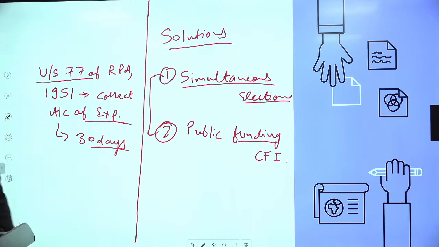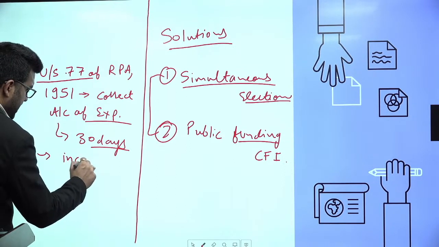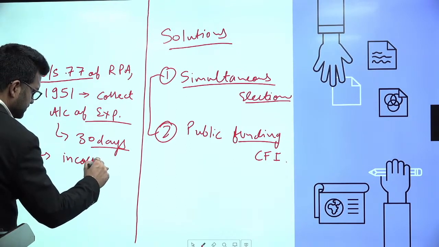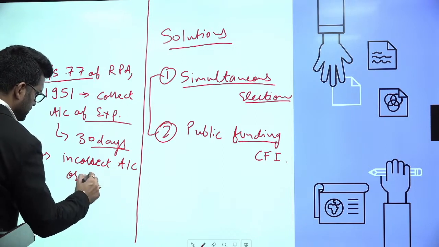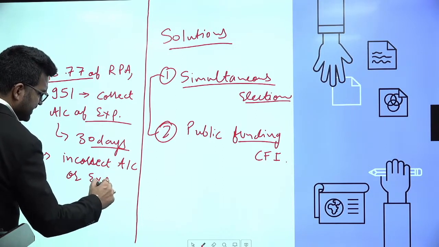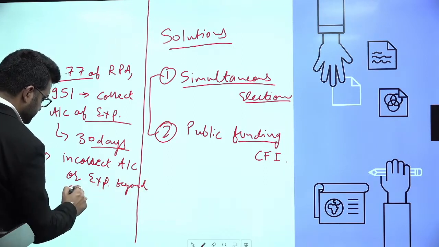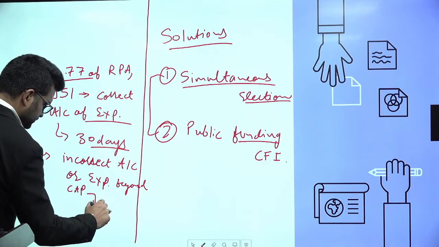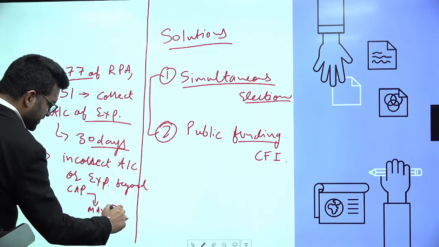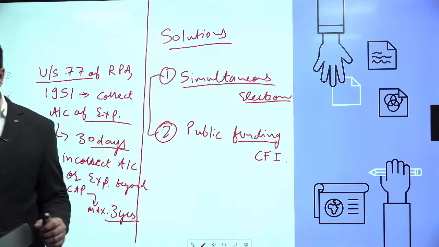For up to 3 years. How much? Incorrect account अगर कोई देगा, maximum 3 years. Incorrect account or expenditure beyond the cap, maximum 3 years के लिए disqualified. Okay, they can be disqualified for maximum 3 years.